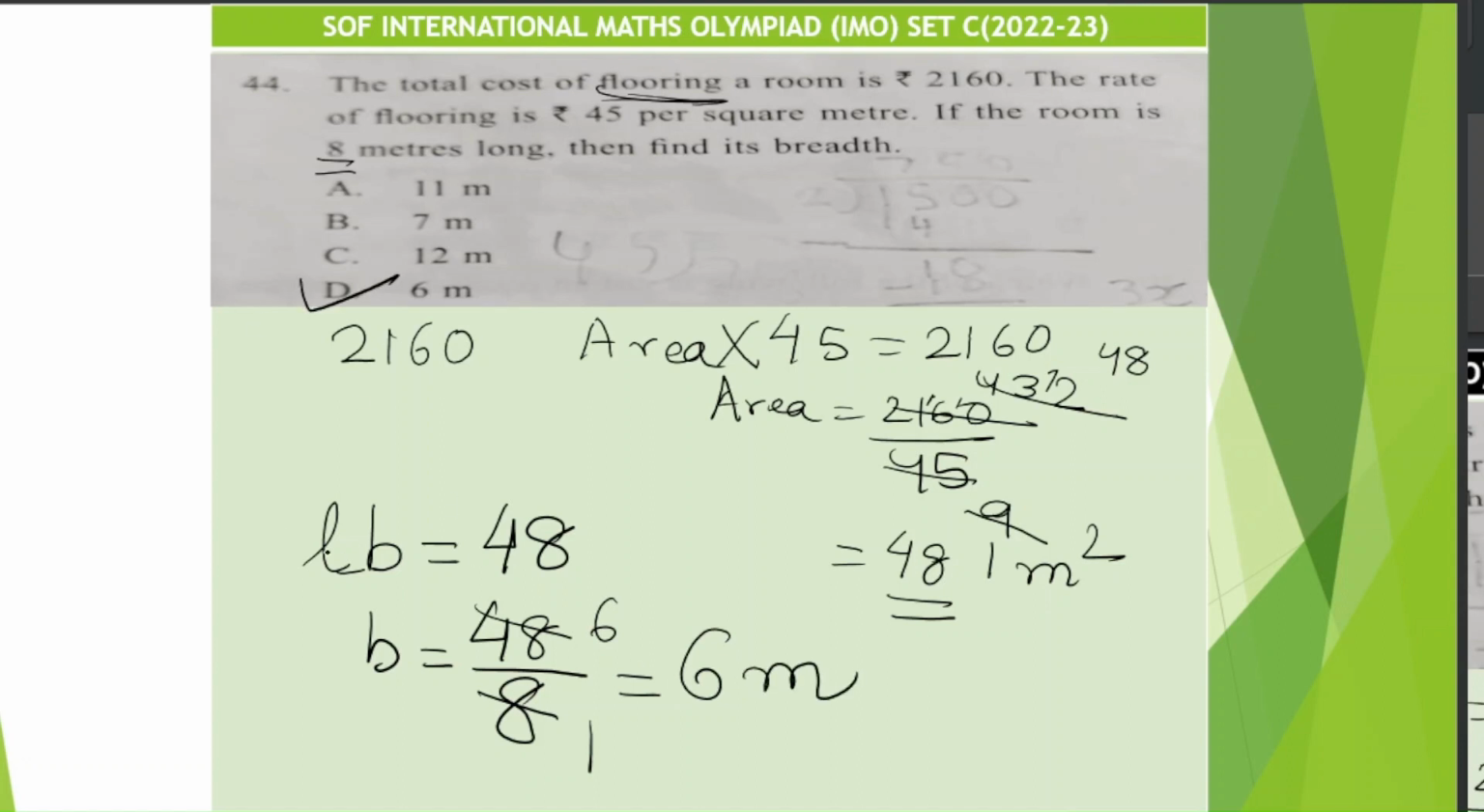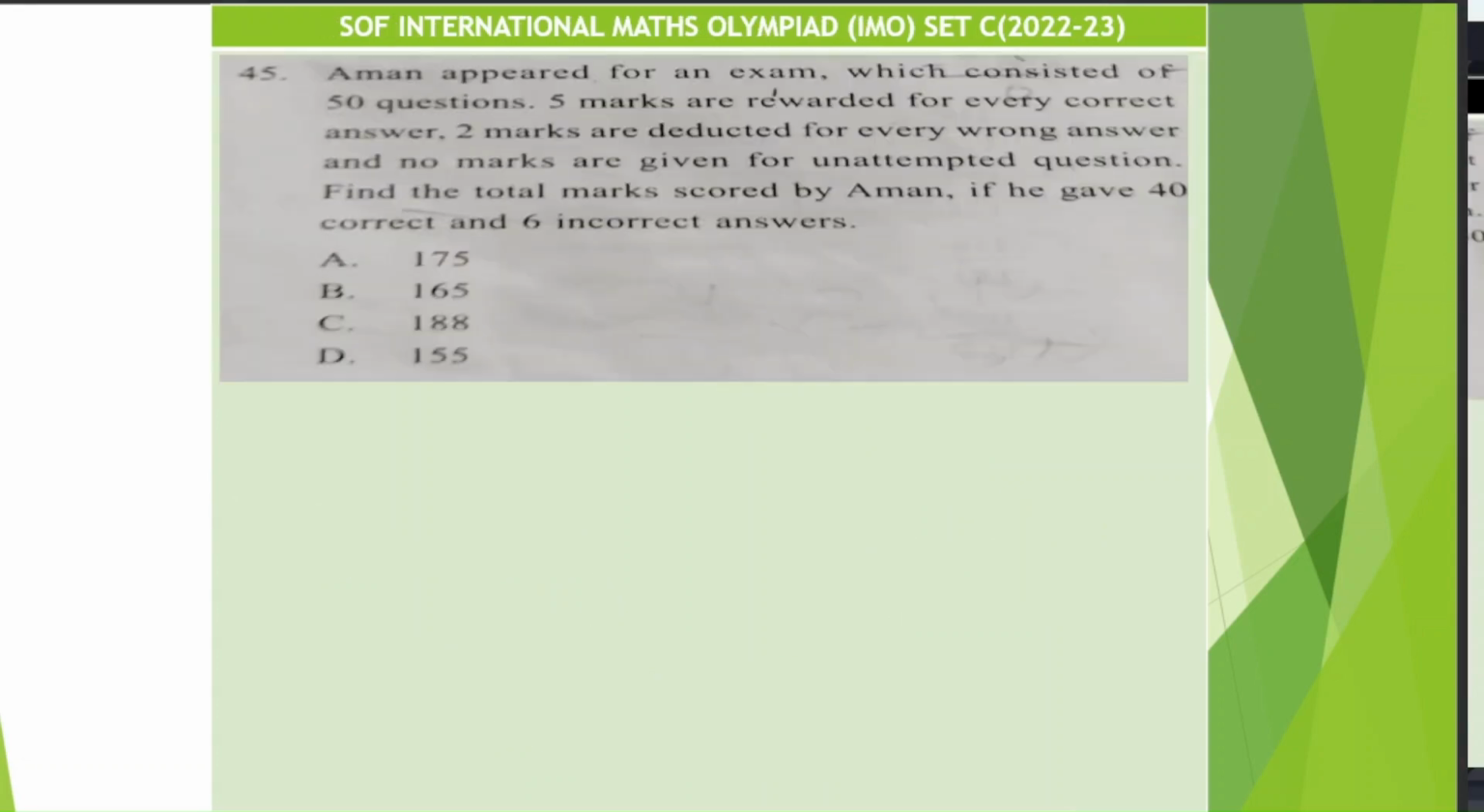Okay. So option D. So question number 44, option D, 6 meters is the correct answer. Okay. Let's move to the next question. Let's start with question number 45.